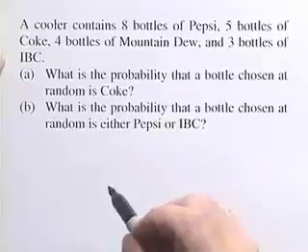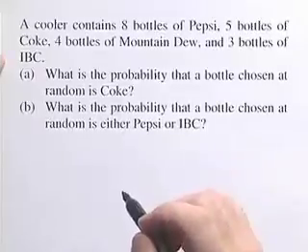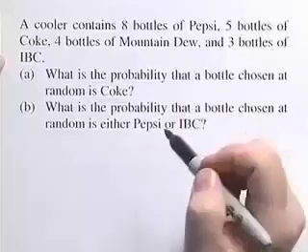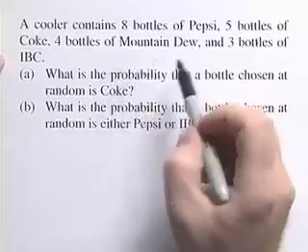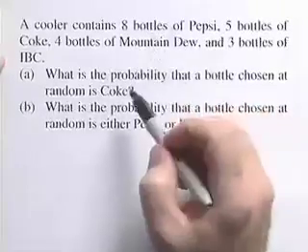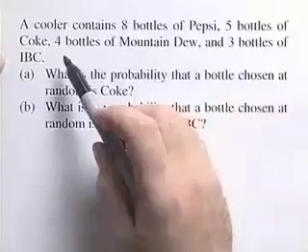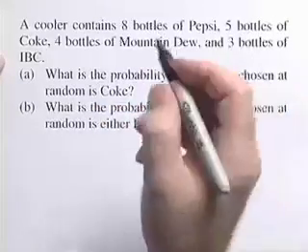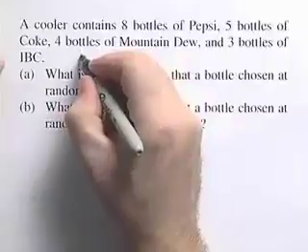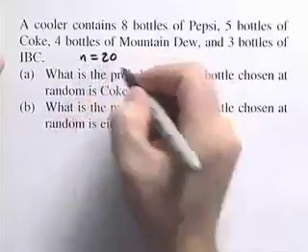And part B, what's the probability that a bottle chosen at random is either Pepsi or IBC? Since we're selecting the bottles at random, they all have the same chance of being selected, so they're equally likely. We're going to look at the number of total bottles that we have. We have 8 plus 5 plus 4 plus 3, and that will give us a total of 20 bottles.